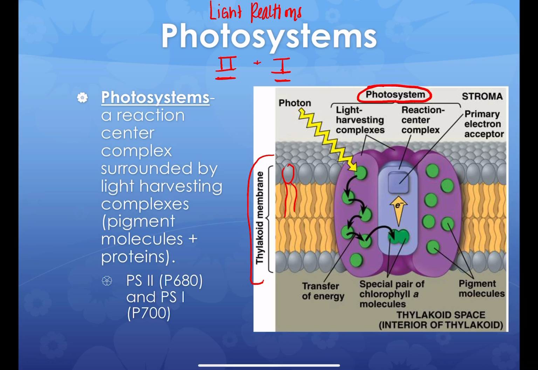So what is a photosystem? A photosystem contains a light harvesting complex. It contains a reaction center complex. And so it's a protein embedded in the membrane, and it helps to absorb these photons of light.